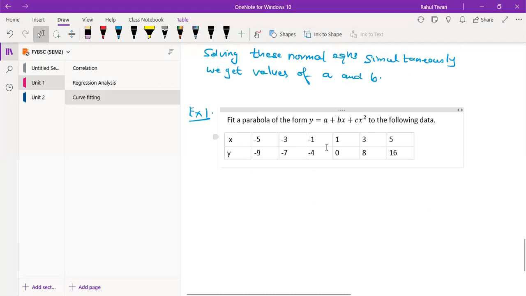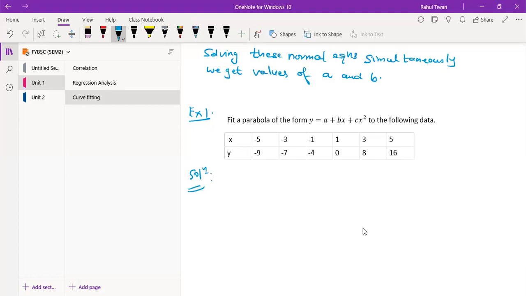This is your data for X and Y, and we need to fit this parabola. Parabola, or you can say quadratic equation, the meaning is the same. So y is equal to a plus bx plus c.